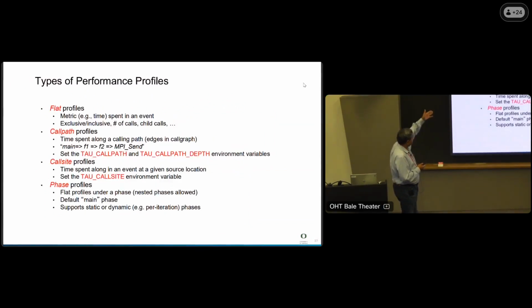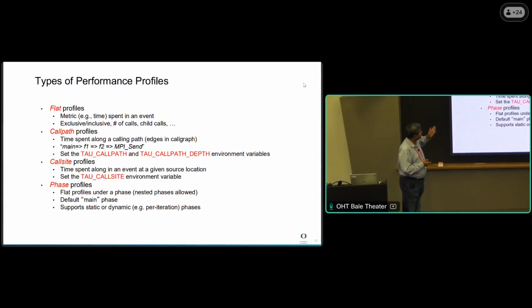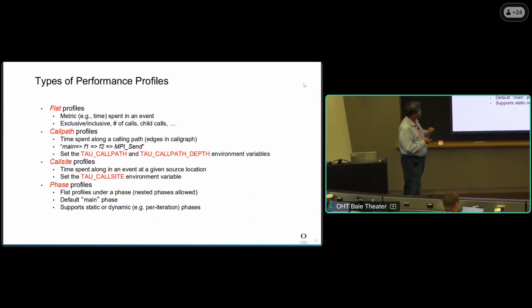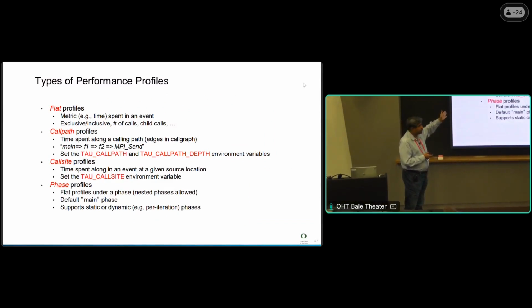Now, what are these? Call path profiles can show you the time spent along a calling path, an edge in a call graph, where you can then set these environment variables to generate the time spent in MPI_Send when it was called by F2, when F2 was called by F1, when F1 was called by main. You can see the time spent at a given source location. So I could say the time spent in MPI_Send at line number 12 in foo.c was so much.